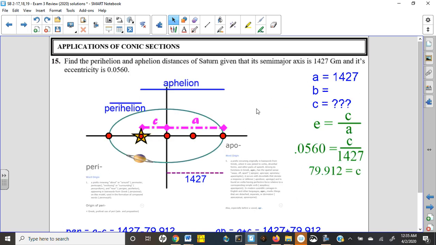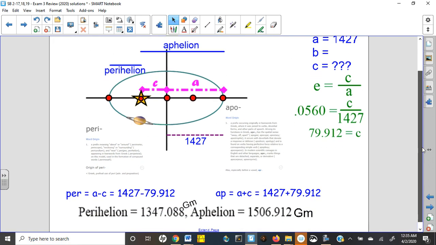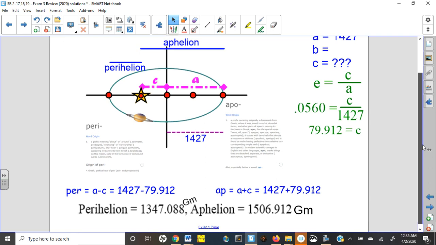This was the elliptical application problem, and it used the orbit of Saturn to find the aphelion and perihelion. The aphelion, remember, is the longest or furthest distance in an orbit, and the perihelion, the closest.